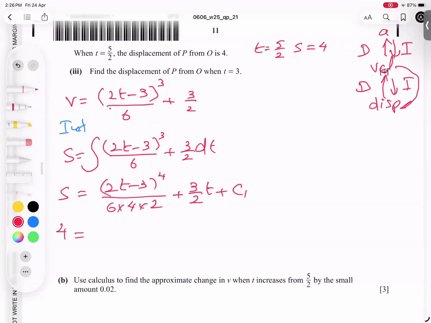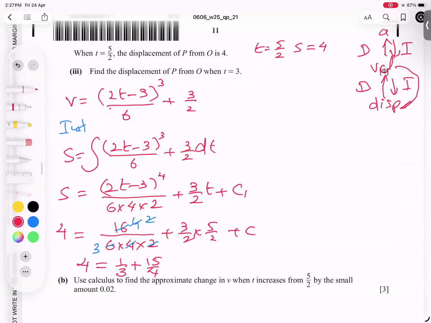Okay, when I plug in this time 5 by 2 here, basically 2 cancels, 5 minus 3. 5 minus 3 is 2. 2 to the power 4 is 16. And 6 into 4 into 2. And 3 by 2 into 5 by 2. And plus C1. So we have to do it carefully. 4 4s are 16, and 2 2 times and 2 3 times. So we are getting 4 is equal to 1 over 3 plus 15 over 4 plus C1.